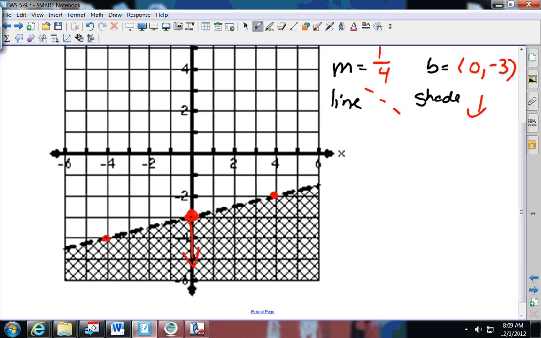So now for my inequality, I have y is less than. Do I put the equal to bar? Nope. 1/4 x minus 3. There's your inequality. That's what you should have come up with.